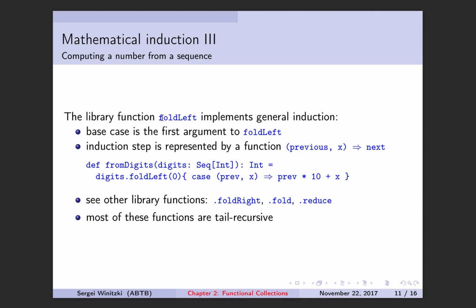The second way of writing mathematical induction is to use a fold function, such as foldLeft. And foldLeft directly translates mathematical induction. It takes an expression and a function with two arguments. The first gives the base of induction. The second gives the step of the induction. So that's the direct translation of mathematical induction into code. And this function is tail recursive. So this is a somewhat easier way of writing general mathematical induction as a program.